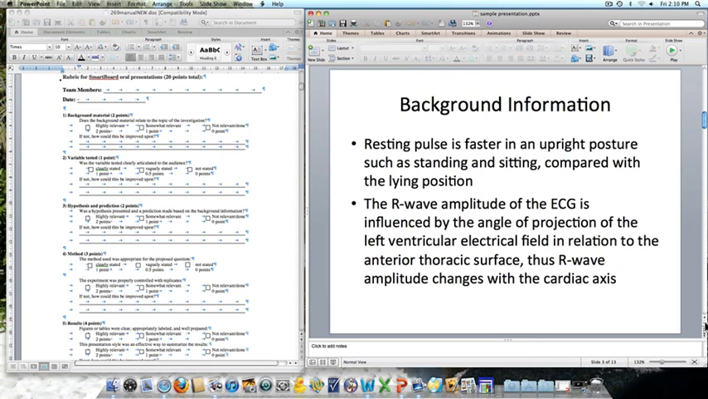The background information continues looking at resting pulse and looking at how that changes with different postures. And lastly, they looked at what's referred to as the R wave, which is part of what's referred to as an ECG, which you'll learn a little bit later on in the course. And they talk about how this would change if body position is also altered. And here they're referring to that as the cardiac axis.